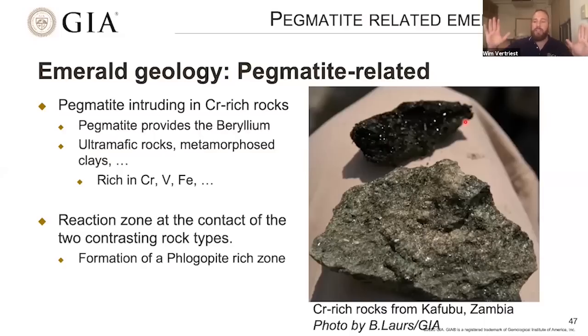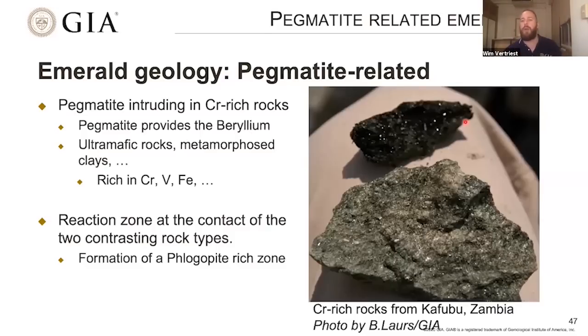So at the reaction zone of those two, at the contact of those two rock types, you will form a third rock type, what we call a schist, but that is often very rich in phlogopite mica, but that is also where you will host the emeralds, because that is where your beryl comes in contact with your chromium and where those two can form emerald together.